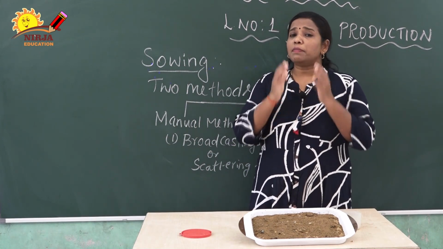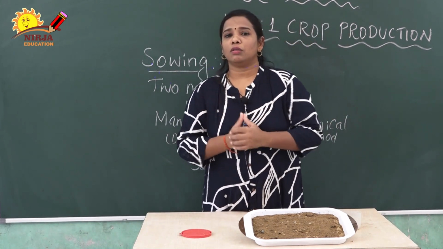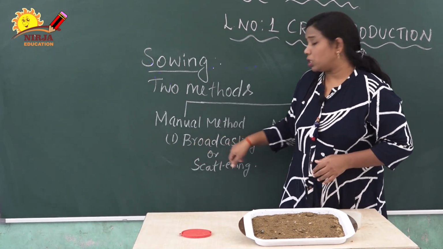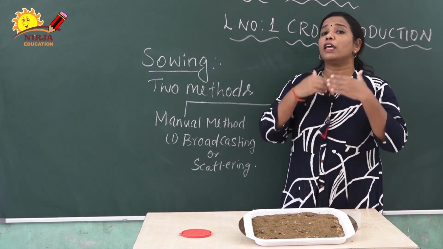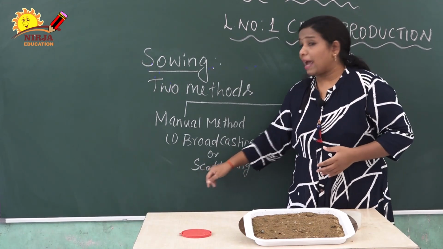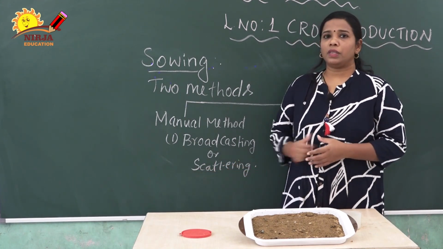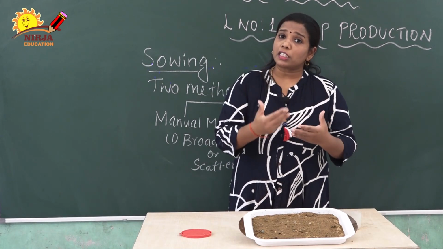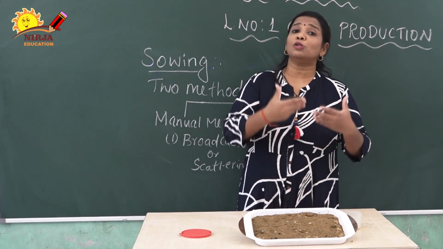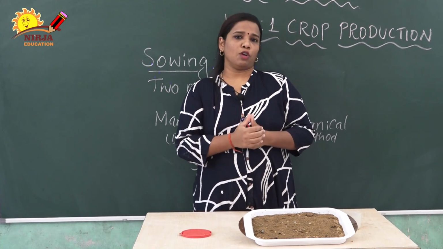Here, the manual method of sowing is called broadcasting. What do you call it? Broadcasting. Broadcasting is also called scattering. Here, one disadvantage is there. First I will show how the farmers do broadcasting, then I will tell what the disadvantage is, right?